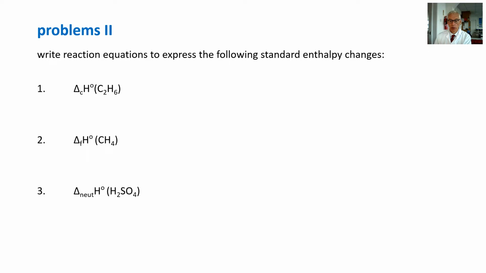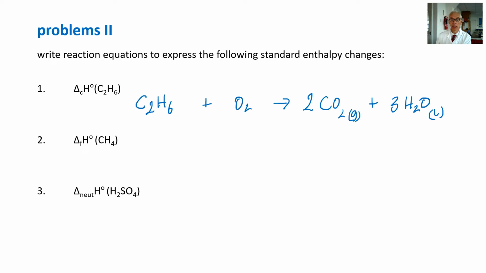So we have for the enthalpy of combustion of ethane, 1 mole of ethane reacting with oxygen to completely combust to form 2 moles of carbon dioxide and 3 moles of water. Now, standard enthalpy change, so these must be in their standard states: liquid water, gaseous carbon dioxide, gaseous oxygen, and gaseous ethane. Now, we just need to balance for oxygen.